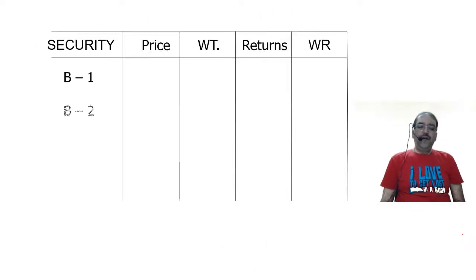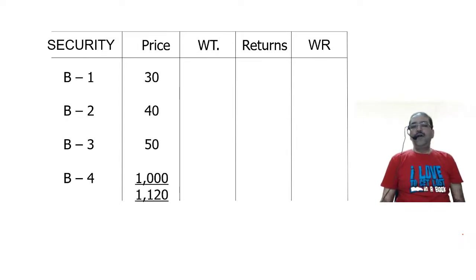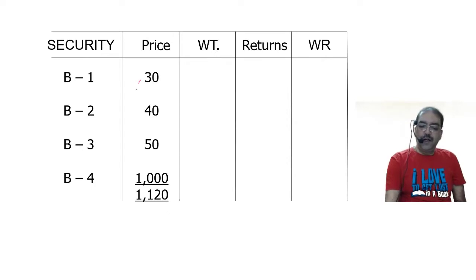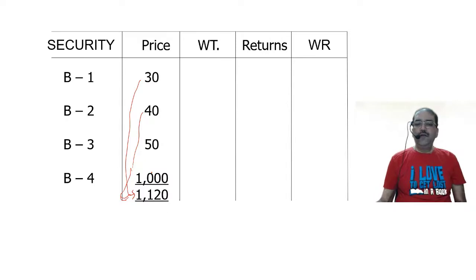Let us come to the solving of the table now. Security, we are having 4 types of securities: B1, B2, B3 and B4. Price is given to us as 30, 40, 50, 1000 and the total is 1120. Now we calculate the weights. How to calculate the weight? Each price, 30 divided by 1120, 40 divided by 1120. So each figure divided by the total will give the weights.